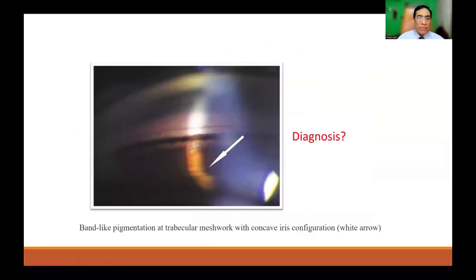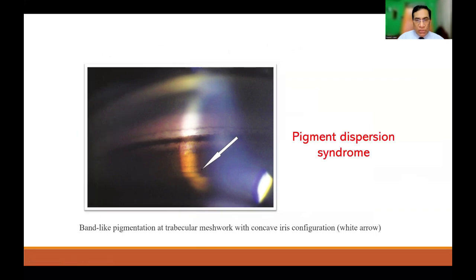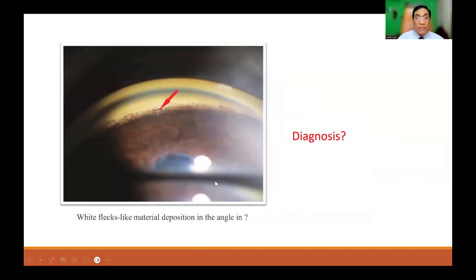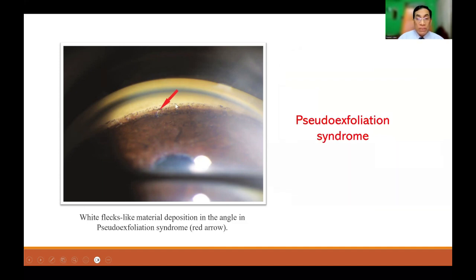First of all, this is a patient having a lot of pigmentation in the angle, and you can see here the glaucoma shortage. There's dipping in the mid part of the iris. What can be the diagnosis? Yes, it is pigment dispersion syndrome. In the presentation we have already shown the flake-like material deposition in the angle, and also on the pupil. What is that? Yes, it is pseudoexfoliation syndrome with pigmentation.